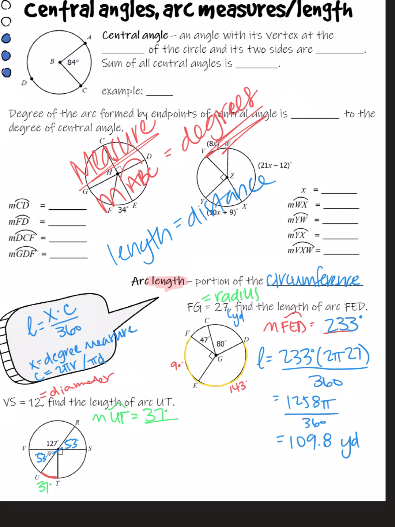We're not done. We want to know the length. So length equals 37 times our circumference, which we're given the diameter, so we can do pi times 12, divided by 360. Whenever I do that math, our distance is 3.87.